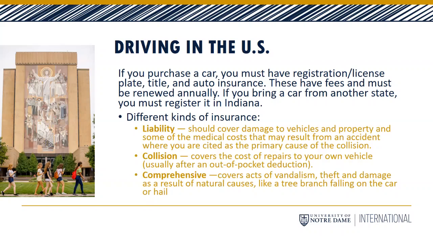If you get collision insurance, this covers the cost of repairs to your own vehicle, usually after you pay an out-of-pocket deductible. And comprehensive covers acts of vandalism, theft, and damage as a result of natural disaster, like a tree branch falling on your car, or if you have a hailstorm. So this is just some of the coverages. You will want to make sure that you're speaking with a licensed agent to get information about insurance.